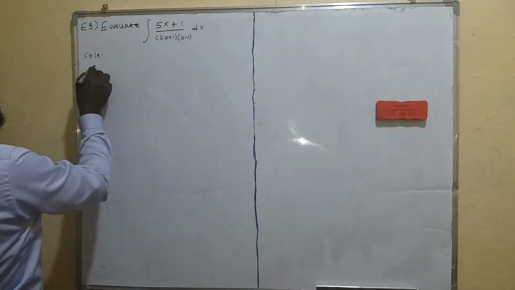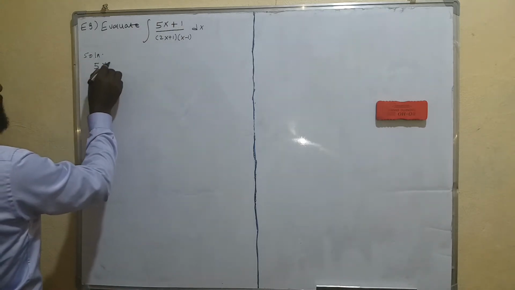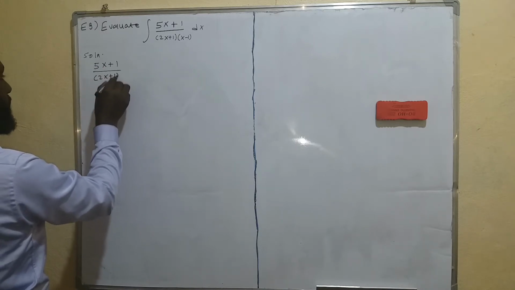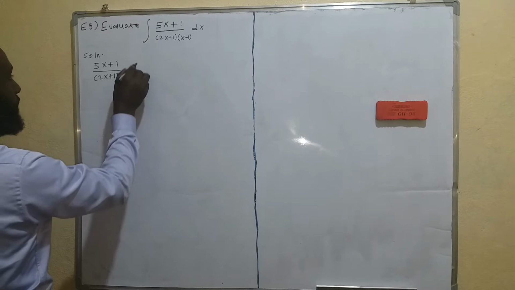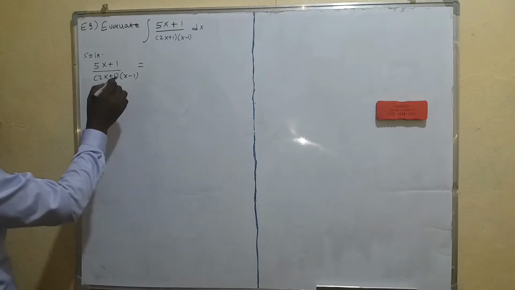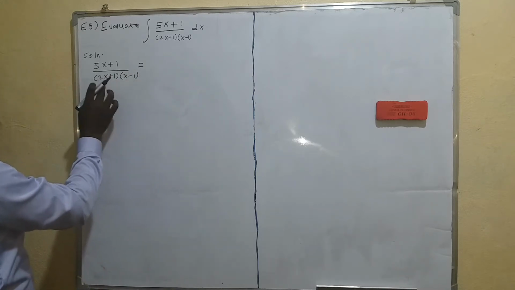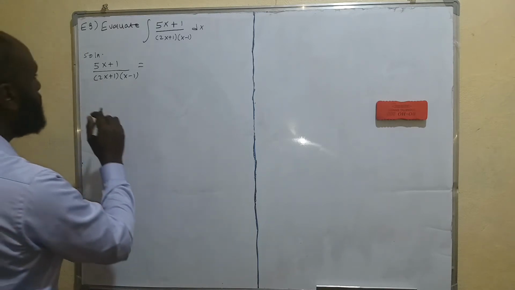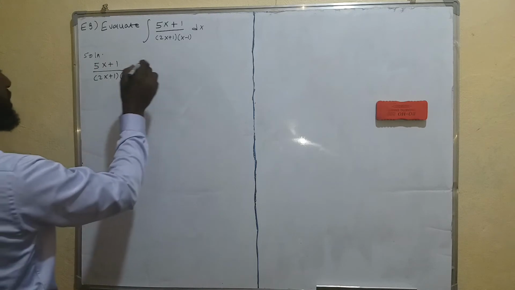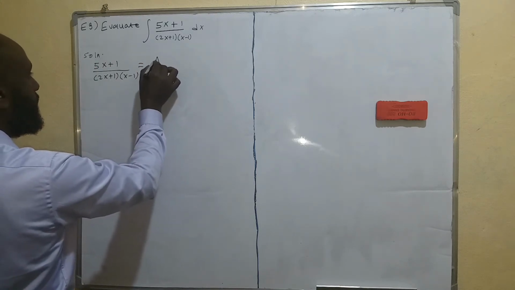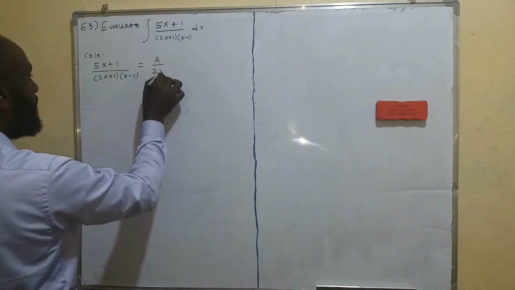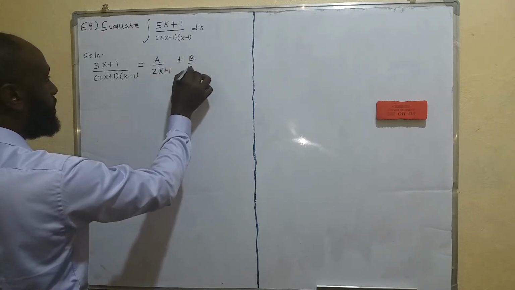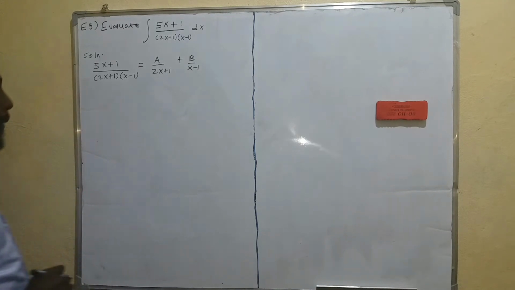So let's take the integral of (5x + 1) over (2x + 1)(x − 1). Here in the denominator, we see that it involves non-repeating linear factors. Therefore, for this type of rational expression, it decomposes in this way: A over (2x + 1) plus B over (x − 1).